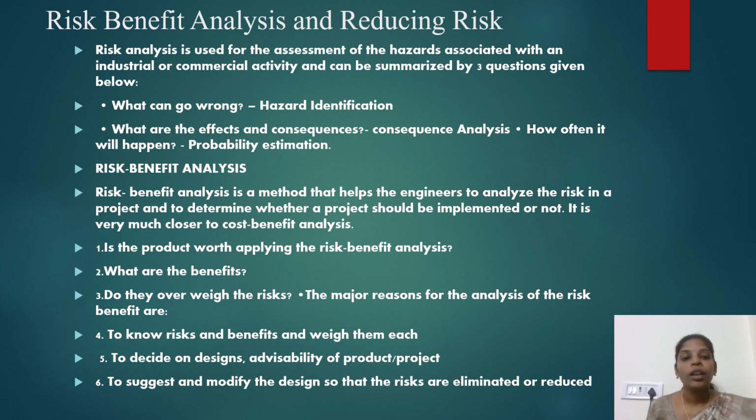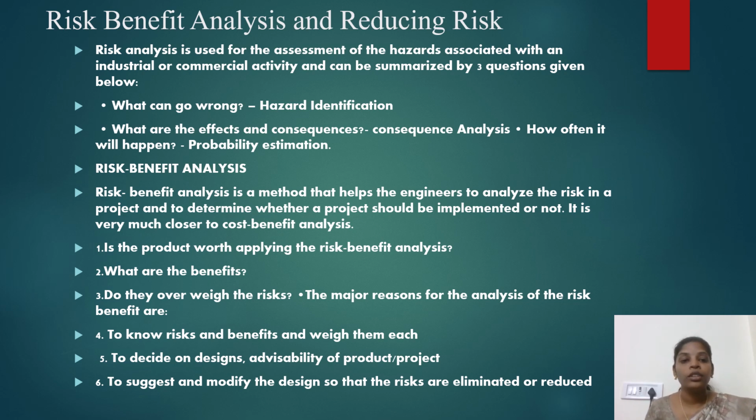Okay, so what can go wrong? What can go wrong for the hazard identification? Which natural hazards will affect the environment we don't know, but we have to analyze the particular prediction itself. We have to control that also. Okay, so what are the effects and consequences? So consequence analysis, and how often it will happen, so probability estimation. This is the second question they are asking on the hazard side.